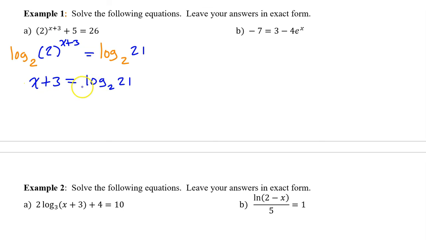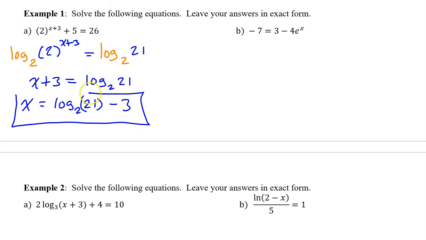To finish the problem off, we will get x by itself by subtracting 3 from both sides. So that will leave us with x is equal to log base 2 of 21 minus 3. And this is the answer in exact form. We could put this into the calculator and get a decimal if this was on a calculator active part of a test.